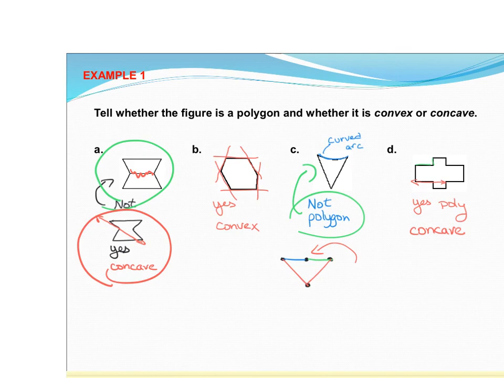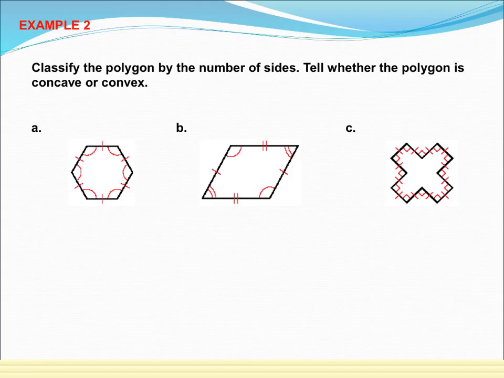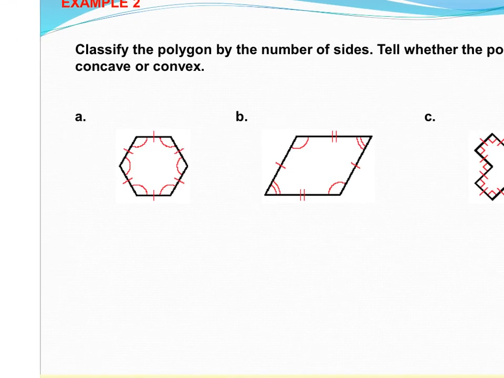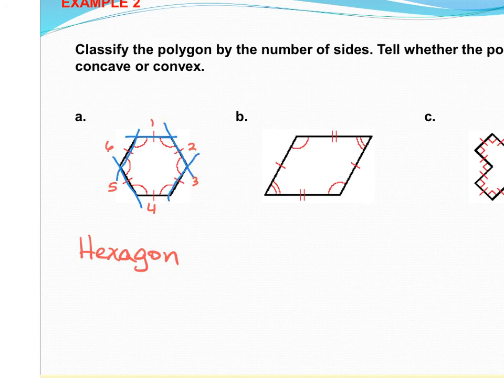Okay, next we're still going to classify convex or concave on the next slide, but we're also going to give the polygon name based on its number of sides. For the first one, we're going to count how many sides. 1, 2, 3, 4, 5, 6. A 6-sided figure is called a hexagon. And if I were to draw lines along the sides, notice none of these lines go into the interior, making this convex.